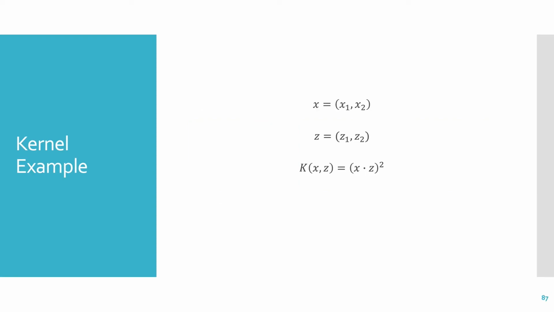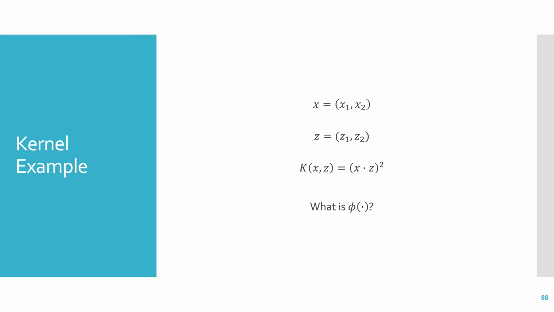Let's do a quick problem to solidify the idea of kernels before we get back to SVMs. Consider two examples. x is x1, x2, and z is z1, z2. That means we have two dimensions for our features. We have a kernel, which is (x dot z) squared. Now, I want to know, what is phi?